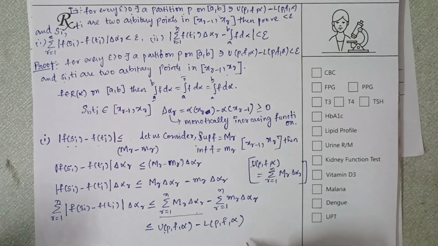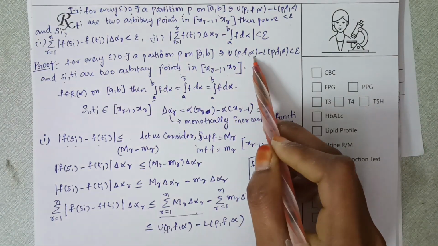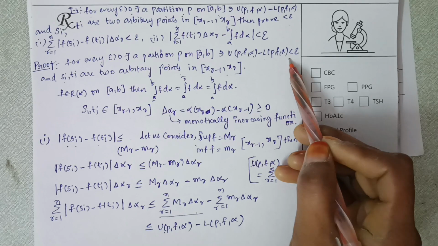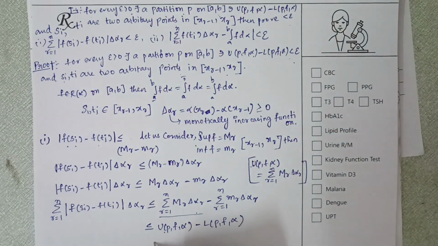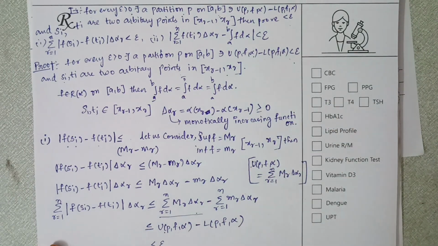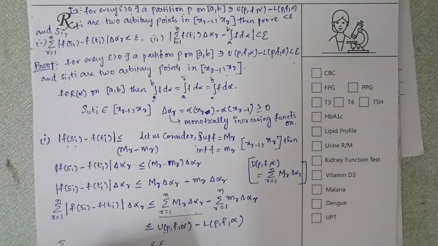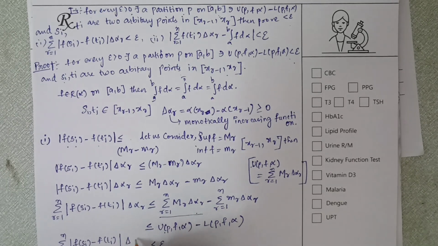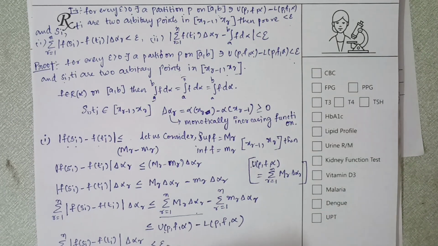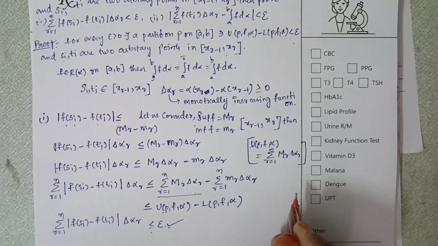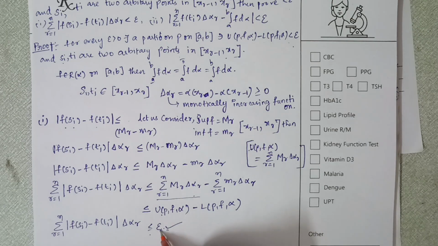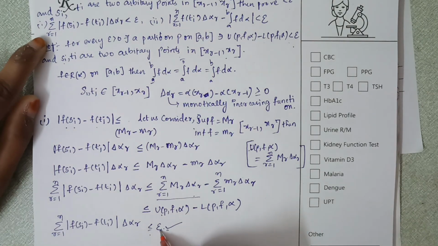And from the statement itself we know that U(P, f, alpha) minus L(P, f, alpha) is less than epsilon. So you can write less than or equal to epsilon. So the RHS part here, summation r = 1 to n of mod f(Si) minus f(Ti) into delta alpha r is less than epsilon, or equal to epsilon. So the first one is proved. Here we have proved the first one, right? This one, and we remain with the second one.